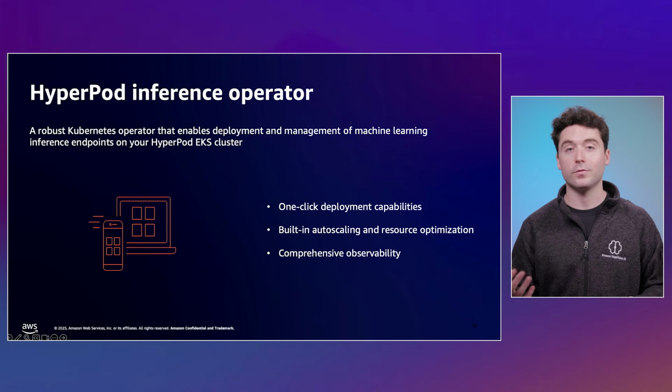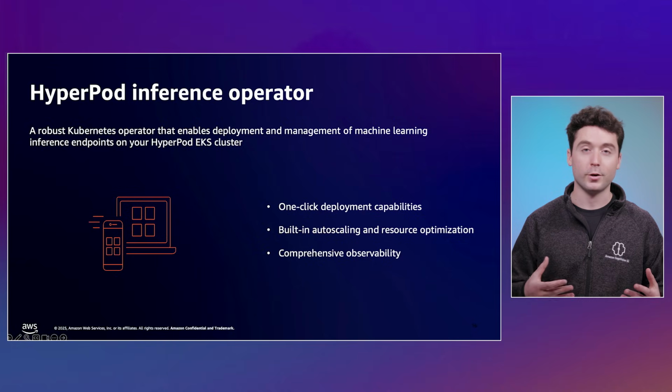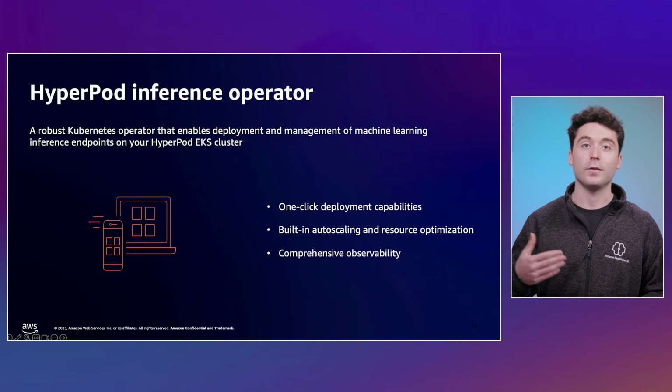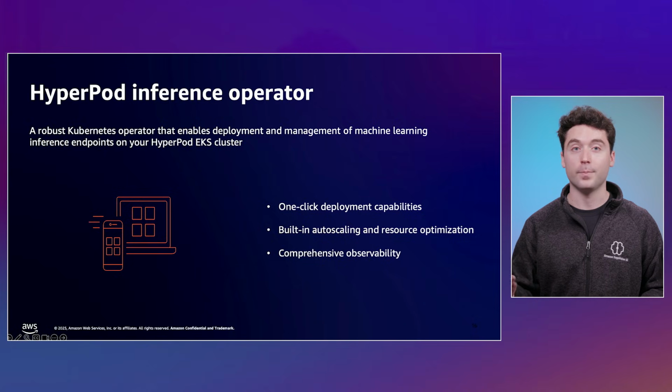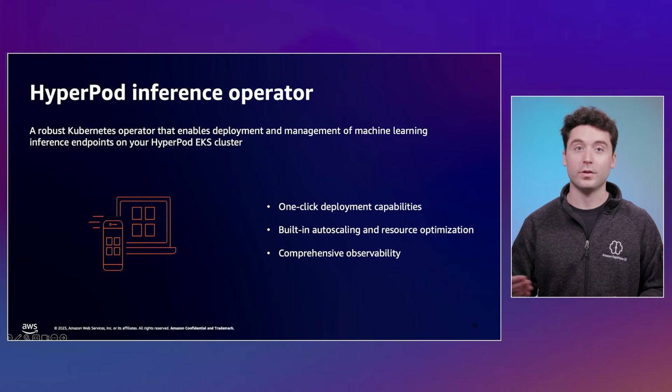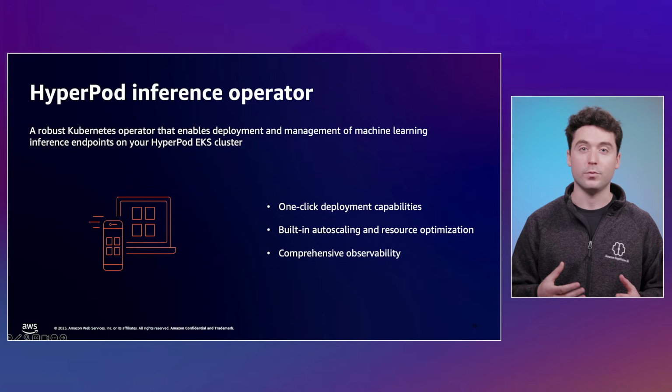Finally, it has comprehensive observability. So the operator automatically publishes key metrics from multiple sources like inference containers, NVIDIA DCGM, and Kubernetes nodes, all to Amazon Managed Service for Prometheus, and visualizes them in Grafana dashboards, providing deep insights into inference workloads and your cluster resources.